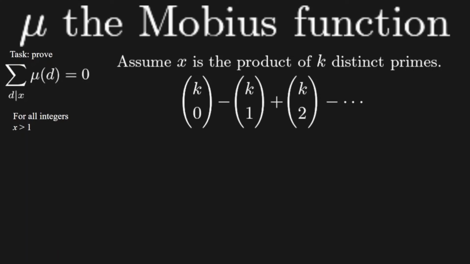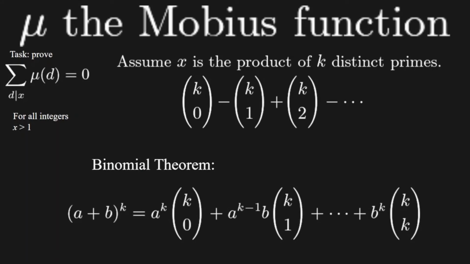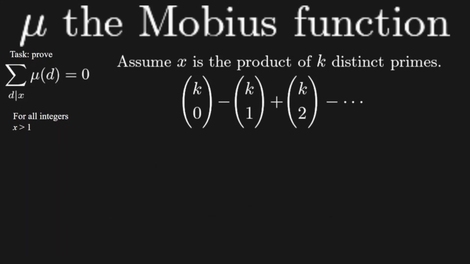Now to finish, we need to use the binomial theorem. We won't prove it here, but if you haven't seen the proof yet, I suggest you look into it after the video is over. Anyway, the binomial theorem tells us that this sum is equal to 1 minus 1 to the kth power, which is obviously equal to 0. Thus, we are done.